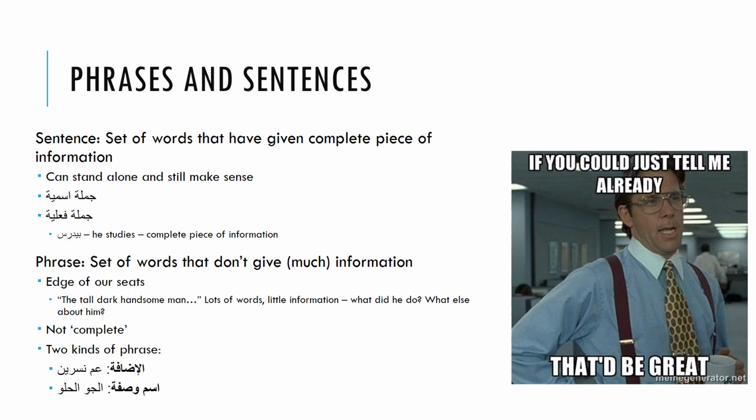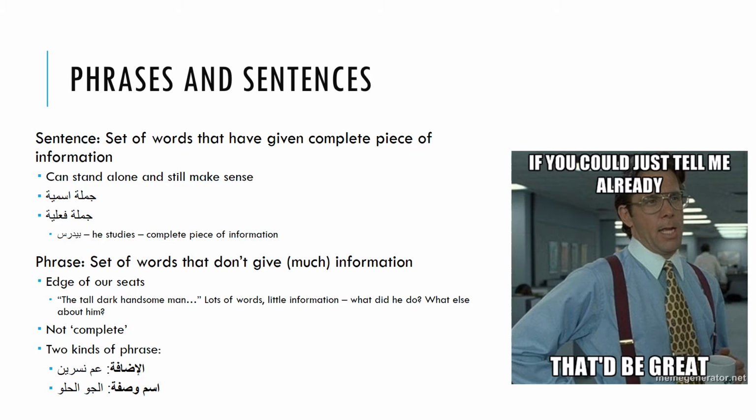A sentence is a complete thought, a set of words that gives a complete piece of information. It can stand by itself and still pretty much make sense. We know about jumla ismiya and we know about jumla fa'liya. We've learned about that already. Those are complete ideas. And in Arabic, because we have all this information hiding in our verbs, we can actually give an entire complete piece of information with a single word. Biyadrus. He studies, right? He's a good student. We get that out of that sentence.